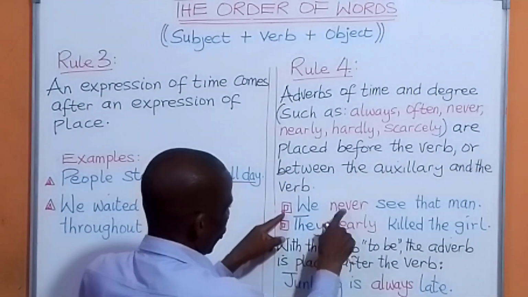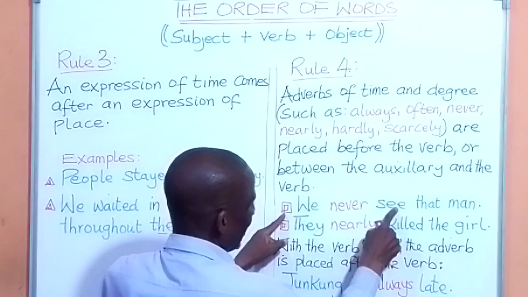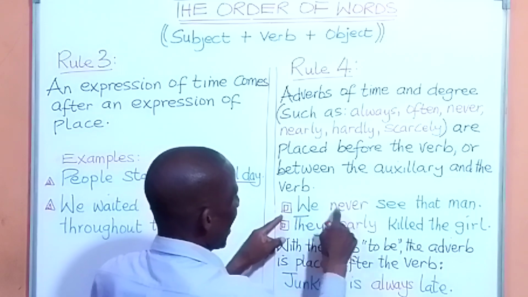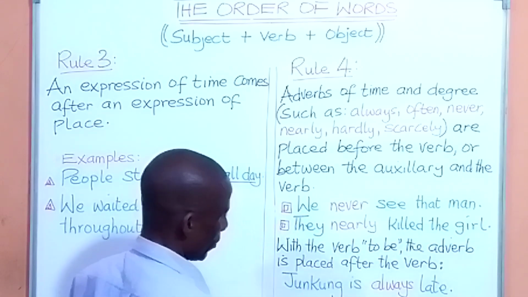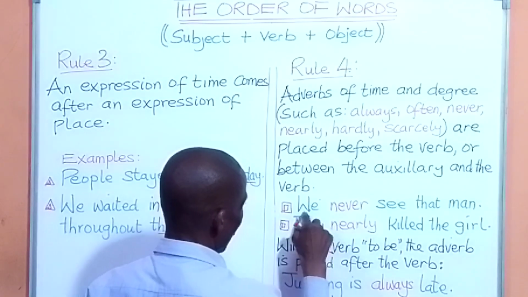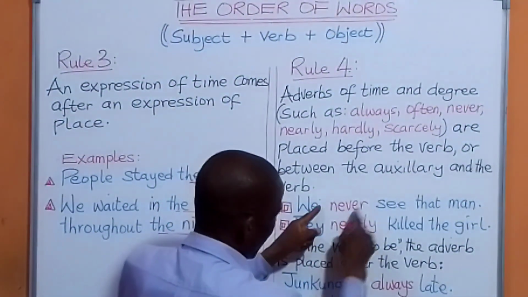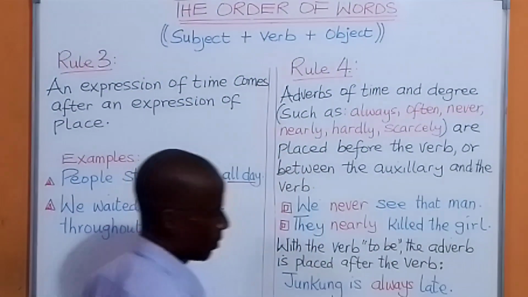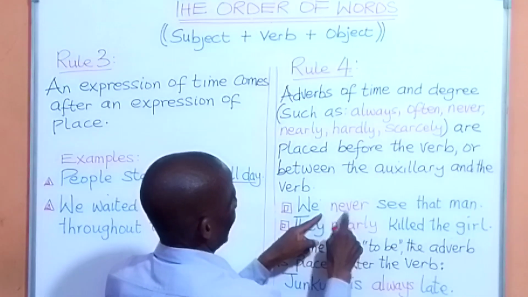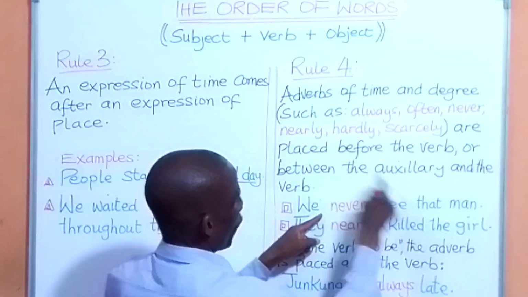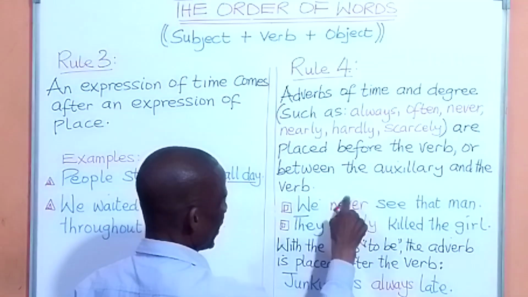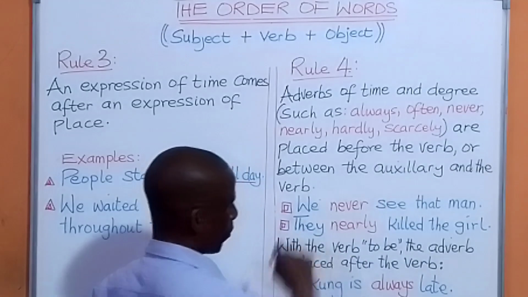So you have, we never see that man. Or you say, we have never seen that man. So you place adverbs before the verbs: we never see that man, or we have never seen that man.